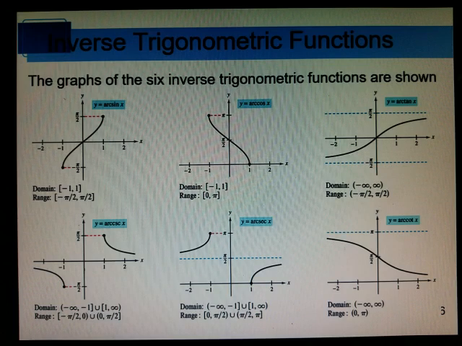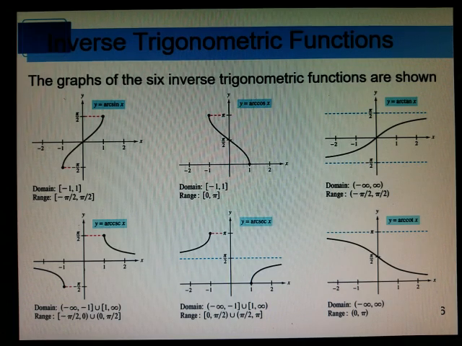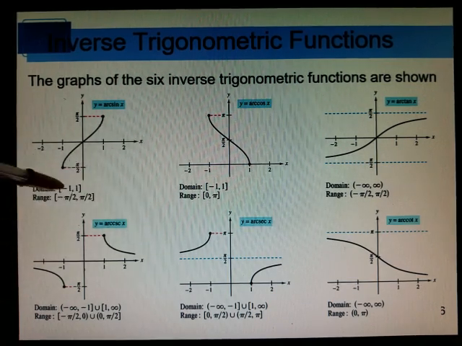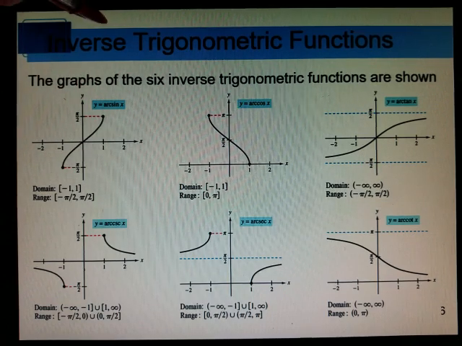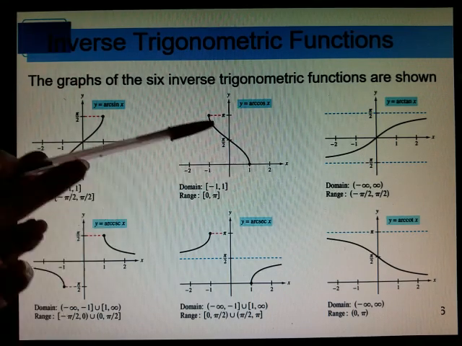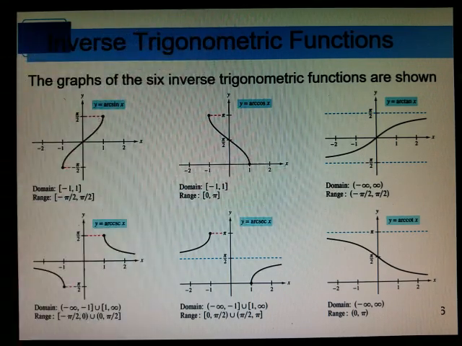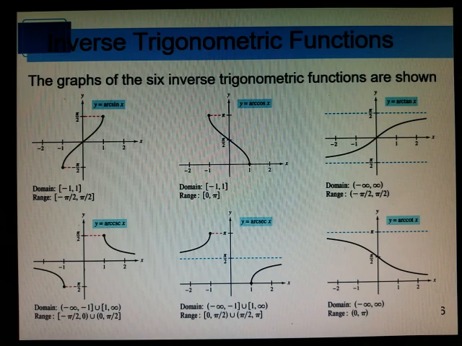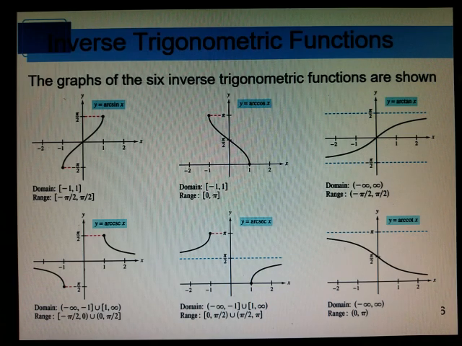So these are the graphs of your 6 inverse trig functions. If you took the graph of the sine of x and then you turn it sideways, it goes like this. The graph of the cosine of x would do that. The graph of the tangent can get easier. That one's a little easier to see it turn sideways there.